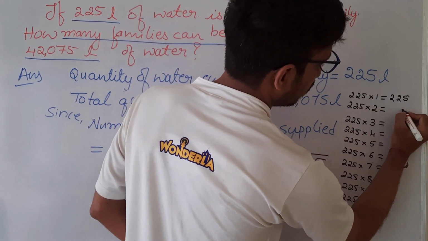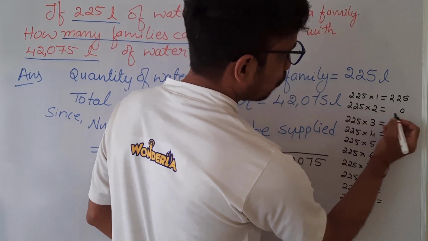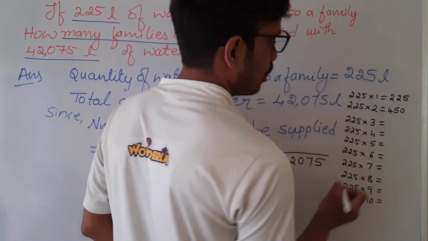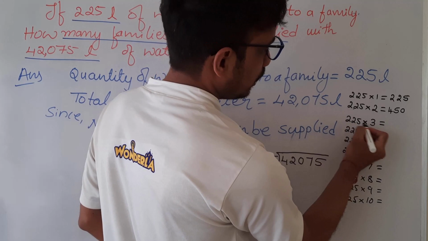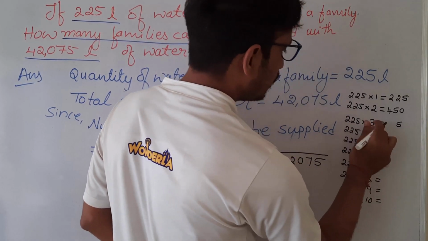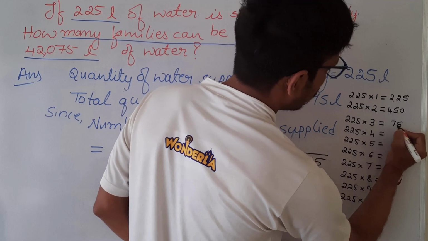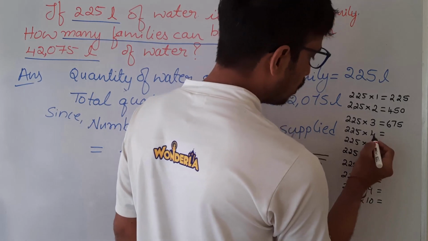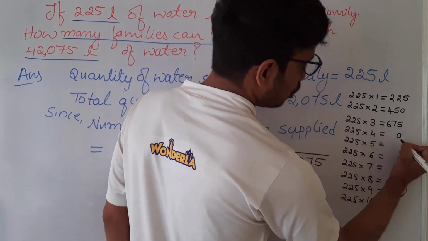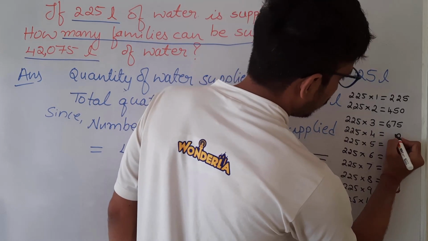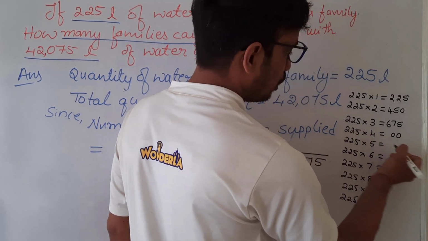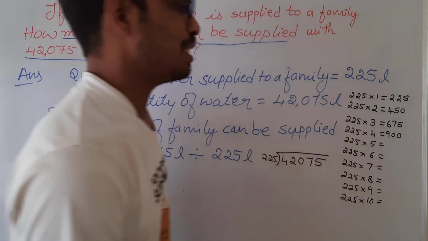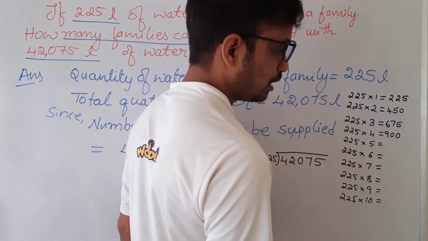2 into 5, 10, 1 carry. 2 into 2, 4, 4 plus 1 carry, 5. 2 into 2, 4. We got 450. Same way we will do with 3. 3 into 5, 15, 1 carry. 3 into 2, 6, 6 plus 1 carry is 7. 3 into 2, 6. We got 675. We will do the next number. 4 into 5, 20, 0, 2 carry. 4 into 2, 8, 8 plus 2 carry, 10, 0 here, 1 carry. 4 into 2, 8, 8 plus 1 carry, 9. Total we got product as 900.